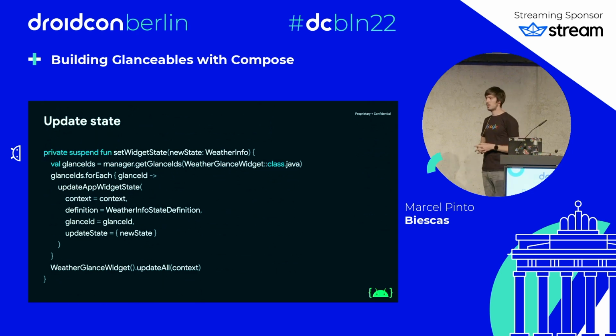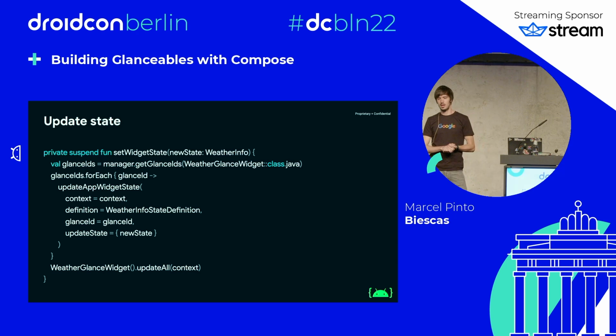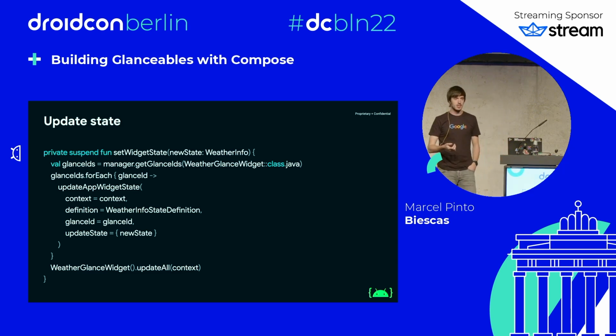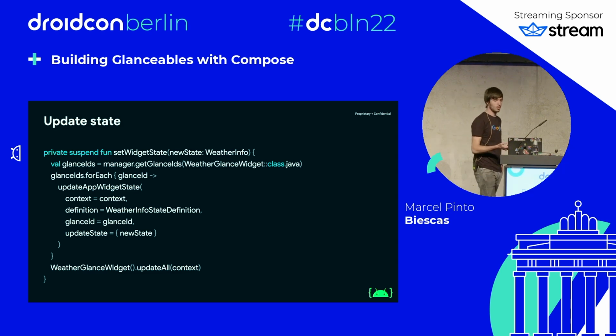All right, so now you have seen how the state mechanism works and how to read and write, but we also need to update the state of the widget. We need to tell it, here's our data. To do that, I created this simple utility method that basically will retrieve all the instances that the user placed on the home screen and update their state. Because the state, as mentioned before, is shared between all the instances, we can update all at once.